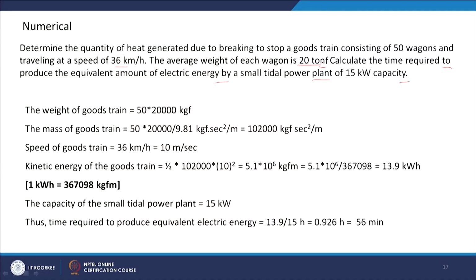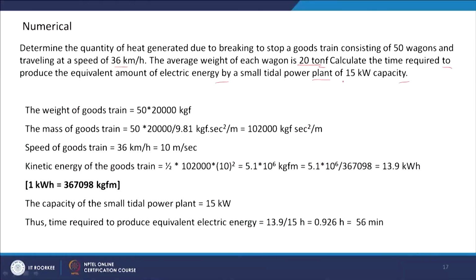What is said here is that a goods train is running with 50 wagons and each wagon has 20 ton force. If we want to stop the goods train, then a huge amount of heat will be generated, and if we want to produce that amount of energy from a tidal power plant having 15,000 watt capacity, then we have to calculate the time required for the production of this amount of energy by this plant. So, we will be doing the energy balance.